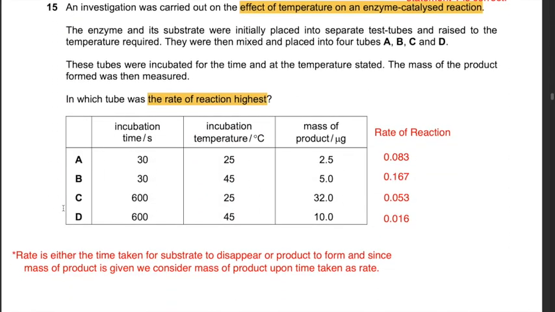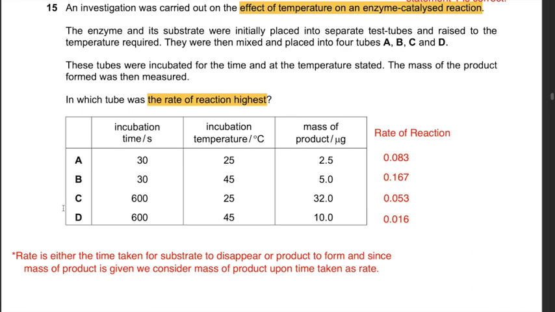Question 15. An investigation was carried out on the effect of temperature on an enzyme catalyzed reaction. The enzyme and its substrate were initially placed into separate test tubes and raised to the temperature required. They were then mixed and placed into 4 tubes A, B, C and D. These tubes were incubated for the time and at the temperature stated. The mass of the product formed was then measured. In which tube was the rate of reaction highest?